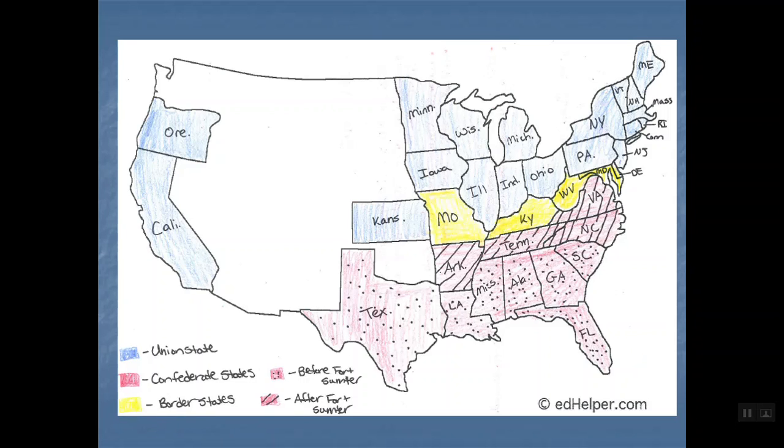So again, those of you in Miss Edson's class, you want to update your nation divided map. So you can put a star in the northern part of Virginia and label that as the Battle of Manassas.